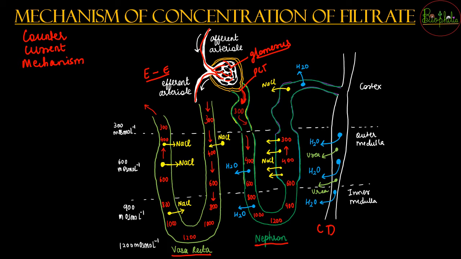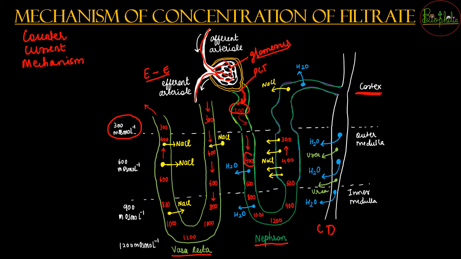Now as the filtrate has entered into the PCT, it is going to enter into the cortex. Now what is in the cortex? In the cortex there is going to be some osmolarity. So 300 milliosmoles per liter is the approximate osmolarity of the cortex. Because of that, as soon as filtrate forms in the initial stages of PCT, it attains the same osmolarity of about 300, and as it goes deep down into the medulla, it is going to gain osmolarity.